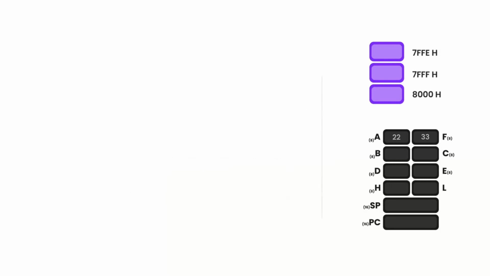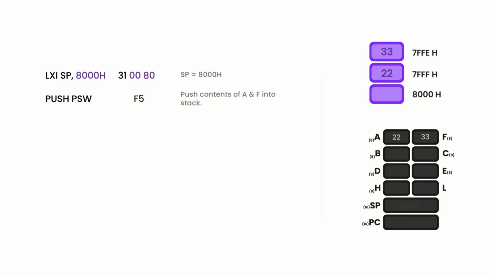To first use the instruction push, I will load the memory address of the stack, that is 8000H, in the register SP, stack pointer. Now I can push the contents of accumulator and flag register in the stack, using instruction push PSW. After this, I will pop this content from the stack into register pair HL.